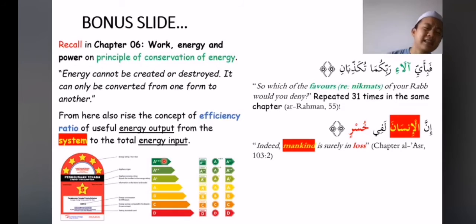So if loss is in terms of efficiency, what does it mean? The output is less than the input, right? So if the efficiency ratio is less than 1, that means we are at a loss, kerugian. So what does it mean? We tend to become in loss because our output is not comparable with our input.